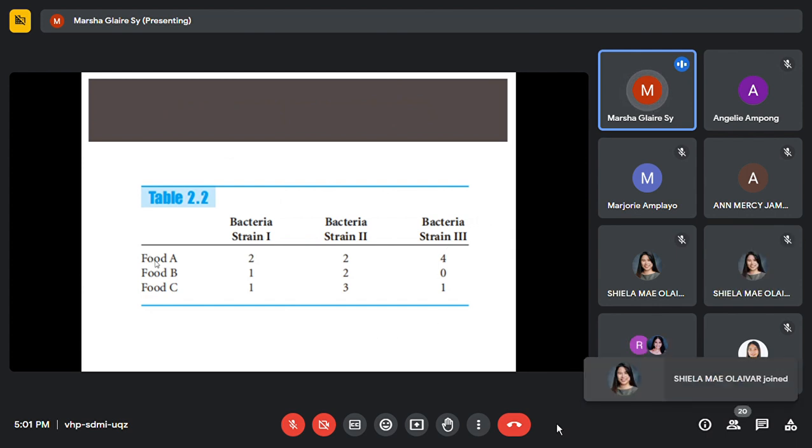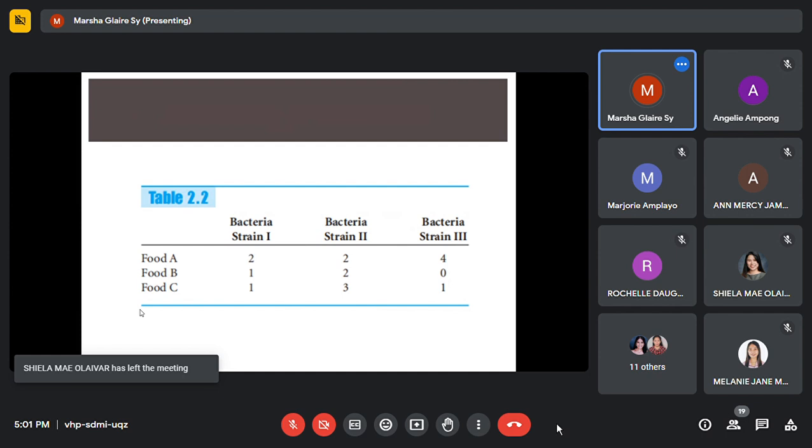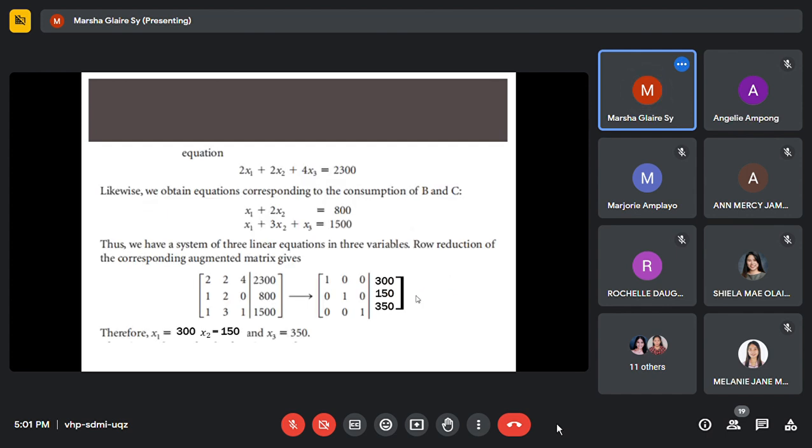So we have here food A: bacteria strain 1 consumes 2, strain 2 consumes 2, and strain 3 consumes 4. And food B: strain 1 consumes 1, strain 2 consumes 2, and strain 3 consumes 0. And food C: strain 1 consumes 1, strain 2 consumes 3, and strain 3 consumes 1. So we have here an equation.